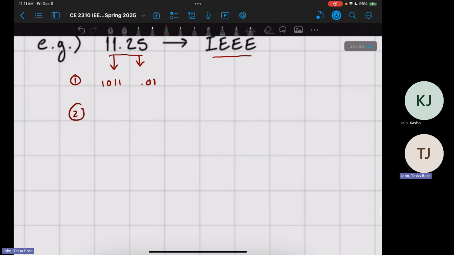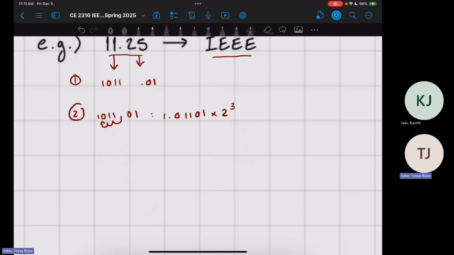Your second step is to put this into scientific notation. Right now your answer looks like this. To put into scientific notation, it's the same concept we do in math. You move the decimal so that there's only 1 digit in front of the decimal. By moving the decimal, we get 1.01101 times 2, and we moved it a total of 3 times, so times 2 to the power of 3. Does that make sense? Yeah.